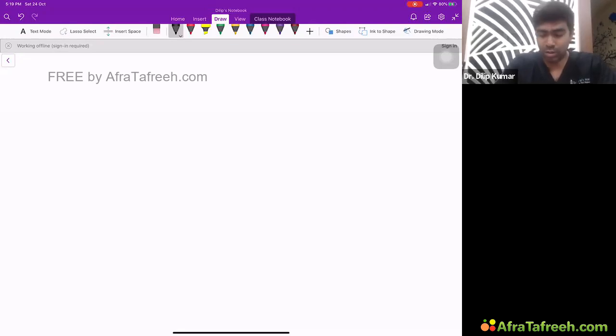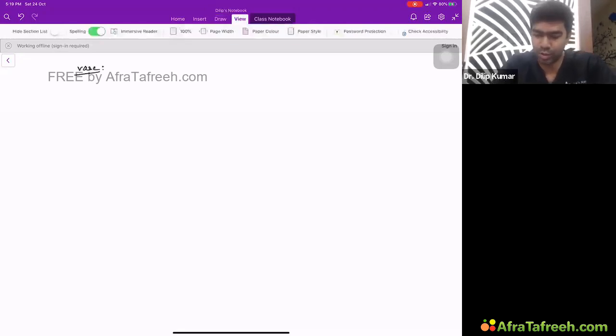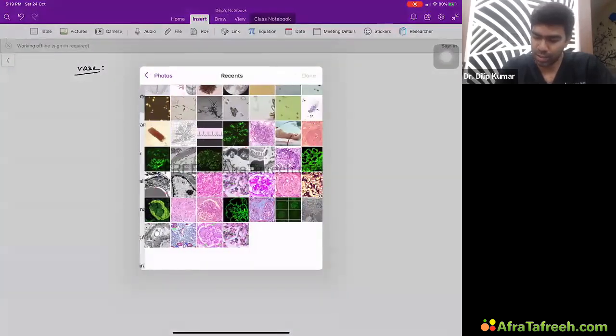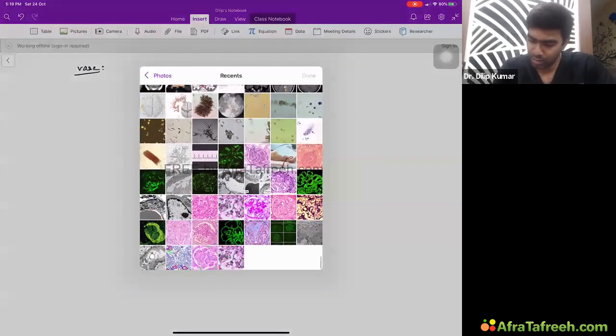Then coming to the vascular causes. For vascular causes, the first thing I need to show you is an image maybe. I can try showing an image, it might be beneficial. Maybe I have not got that image. Yeah, got it.